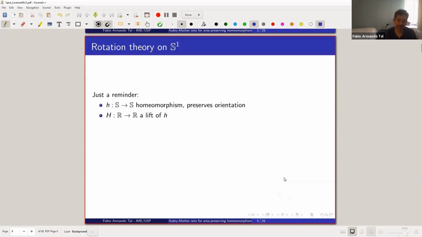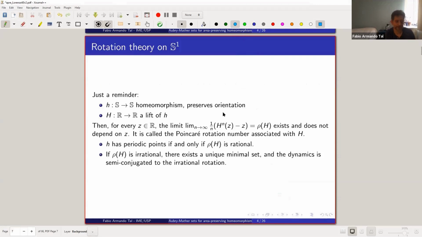Okay, so this is a very basic reminder, but just to recall what's happening here. If I have a homeomorphism of the circle that preserves orientation, and I take a lift of this homeomorphism to the plane, then for every point in the circle there is a well-defined rotation speed, which is the rotation number, the Poincaré rotation number. Everyone has a speed, and the speed is equal for everybody, and everybody is turning around the circle at the same speed.